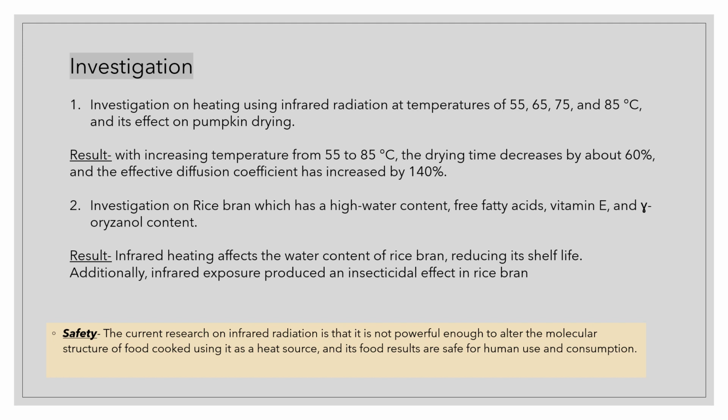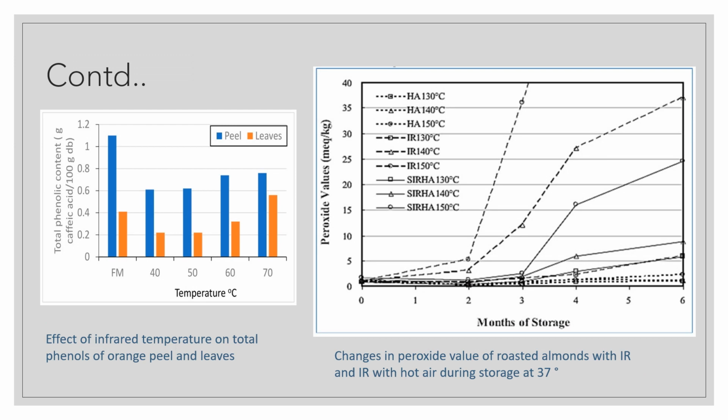Now moving on to the safety of infrared radiation. According to the current research on infrared radiation, IR is not powerful enough to alter the molecular structure of food cooked using it as a heat source, and the food is safe for human use and consumption. Now coming to some other research which was done. In the first research, the effect of infrared temperatures was studied on total phenols of orange peels and leaves.